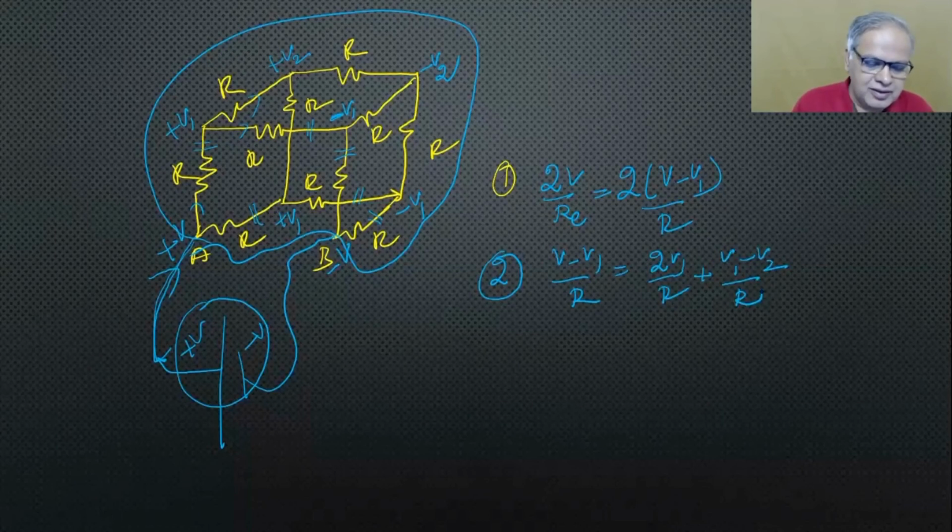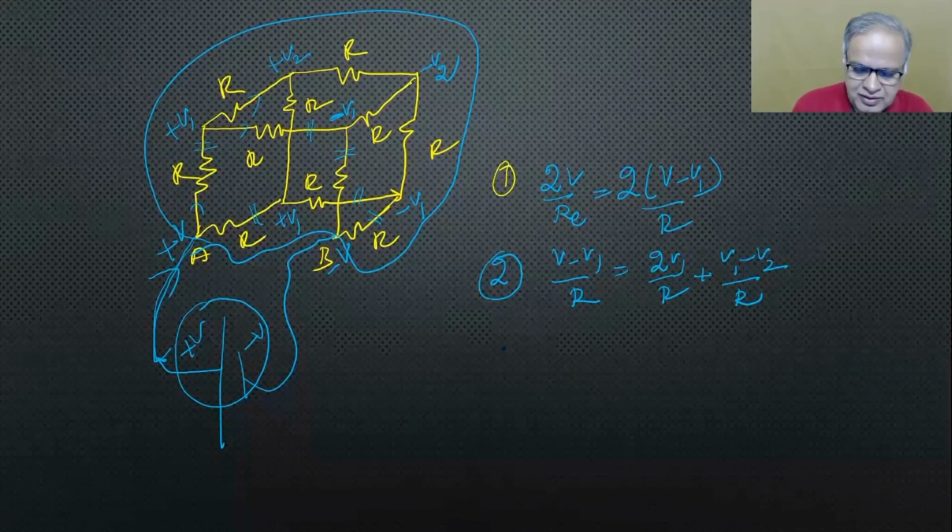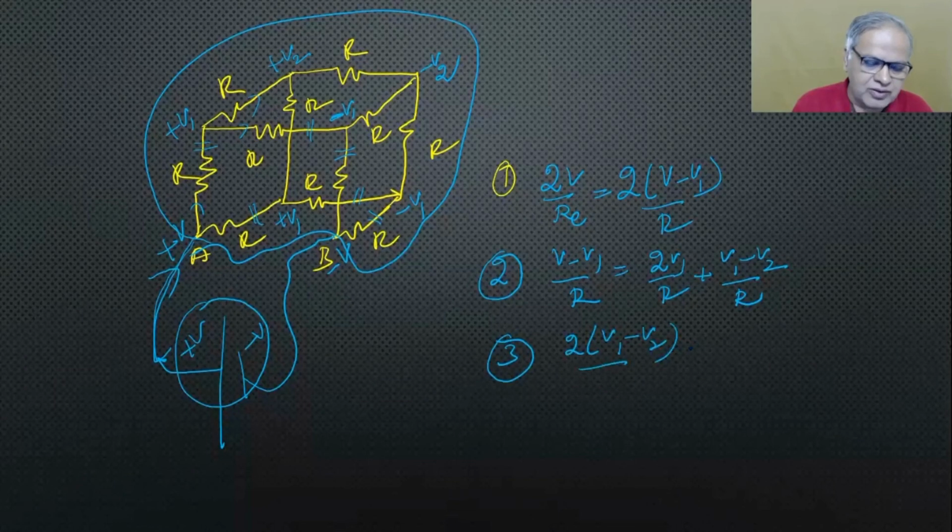Yes, sir. Okay. And we can also write a third equation. Same as 2 into V. 2 into V minus V2 by R is equal to R. 2 V2. Now solve it, you'll get your answer.